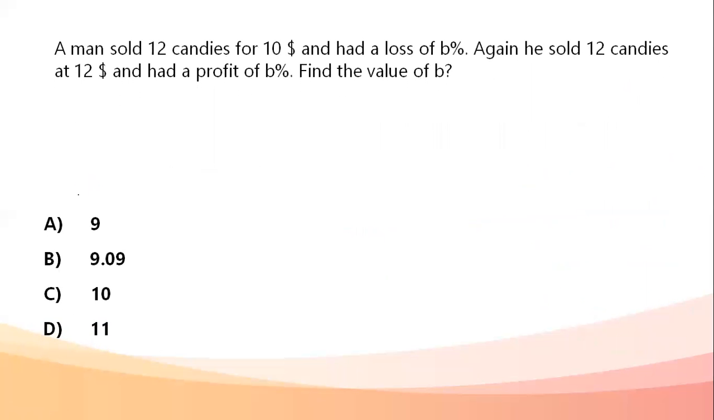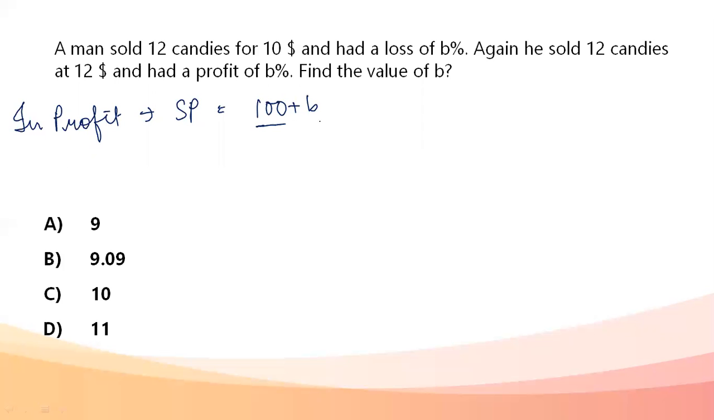Okay, next question. A man sold 12 candies for $10 and had a loss of B%. Again, he sold 12 candies at $12 and had a profit of B%. What is this B value that he is having? Now, first let's talk about profit. In profit, selling price will be equal to (100 plus B) divided by 100 into cost price. This is just using the formula of selling price, cost price and profit.